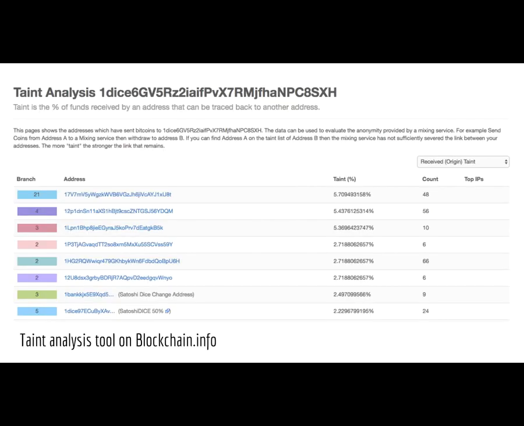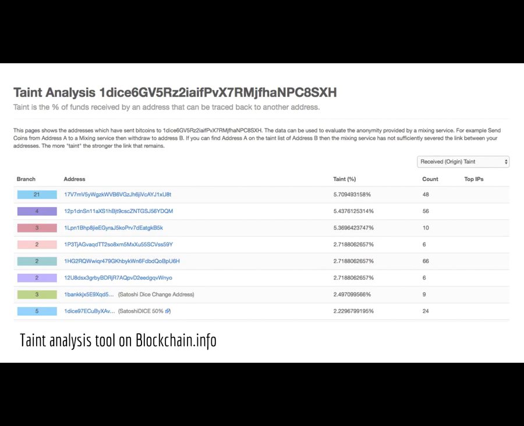So here's a screenshot of the taint analysis. When I clicked on Silk Road, were they able to track everyone who interacted with the site and graph to them? They can track the addresses that sent to Silk Road. Yeah, but they wouldn't necessarily know the identities behind those addresses. And then as for taint analysis, this is a screenshot of blockchain.info. They actually have a taint analysis tool where you can pick some addresses, inputs, and outputs, and see how associated they are.